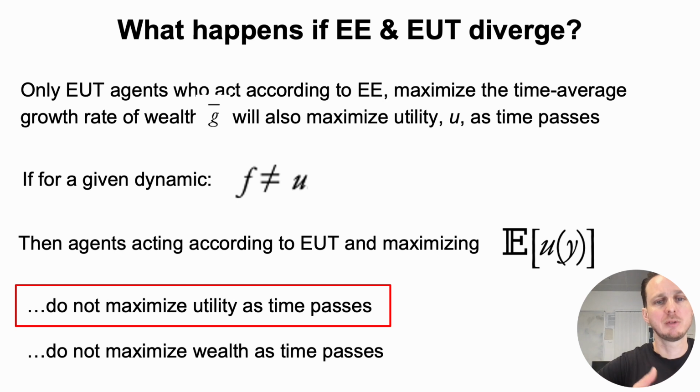It seems counterintuitive because the agent is maximizing expected utility, and yet if you follow their experience of utility over time, they're generally not maximizing utility over time unless they are able to align their utility function to the ergodicity transformation.